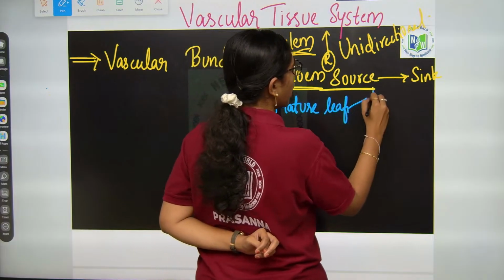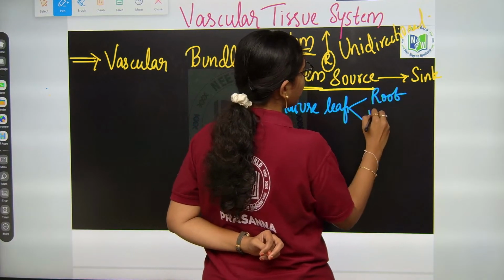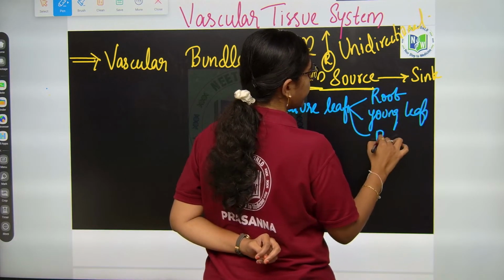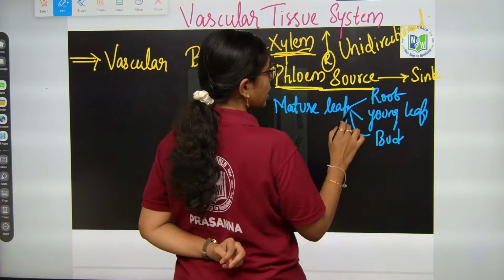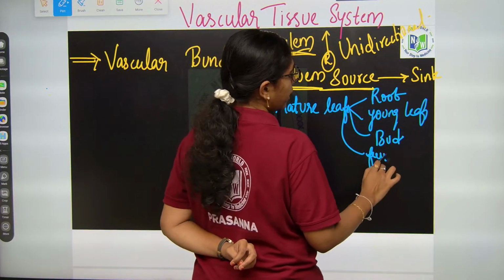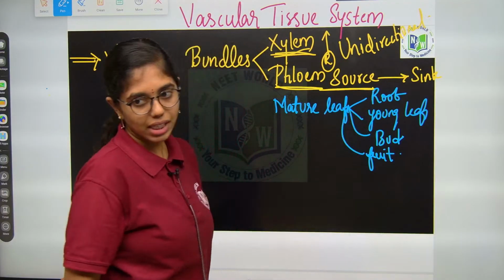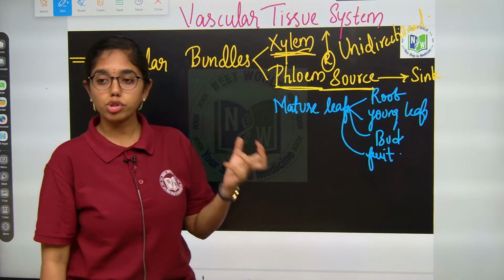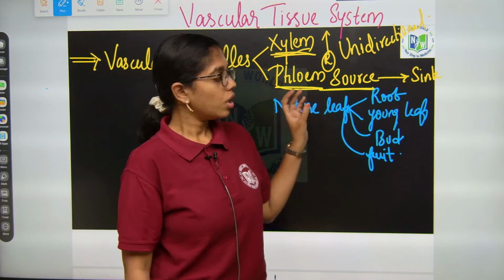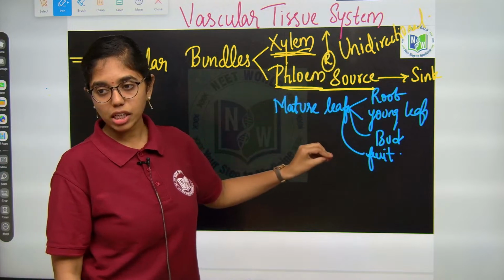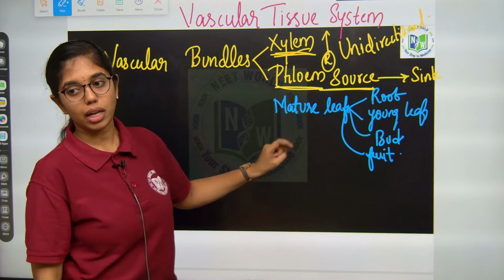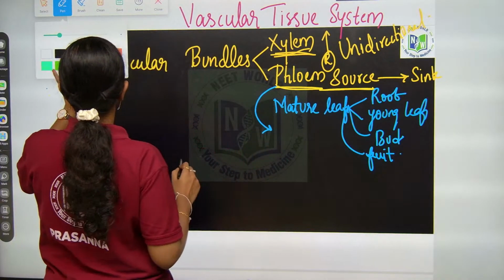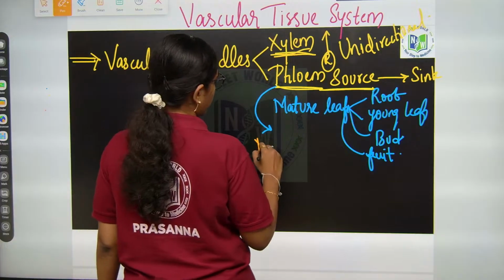Sink can be a root, sink can be a young leaf, sink can be a bud, sink can be a fruit, young fruit, developing fruit. So these all can be the sinks. Transport of food materials or nutrients from source to sink is the phloem transport. So source, and there are many sinks. So it is multi-directional. Unlike xylem transport, phloem transport is what? Multi-directional.